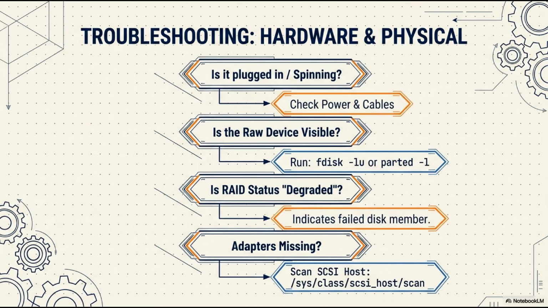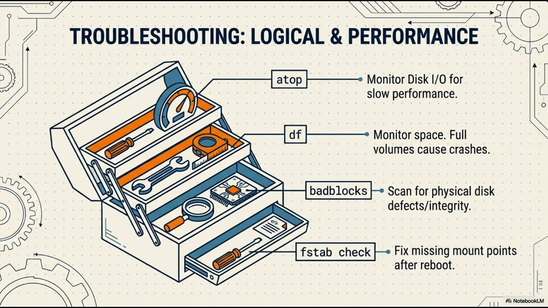Slide 13 is the logical toolbox. We have iotop, df, and badblocks. These are for when the drive is mounted, but just acting weird. df is for space. Is the disk full? badblocks scans for physical rot. Bad sectors. And iotop is amazing for performance. If your server is sluggish, iotop will tell you if a specific hard drive is just getting hammered, if the I/O is redlining. Helps you find bottlenecks.